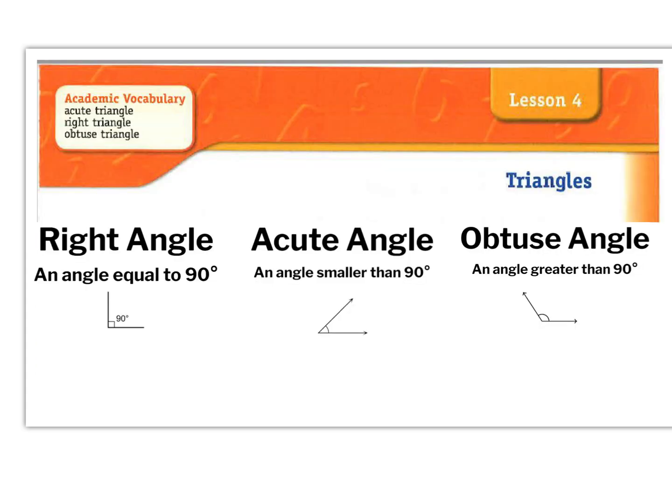All right, here's our vocabulary for today. We have a right angle, an angle that is equal to 90 degrees. So this is a right angle, and you can see that it has that little square in the corner that indicates that it's 90 degrees.